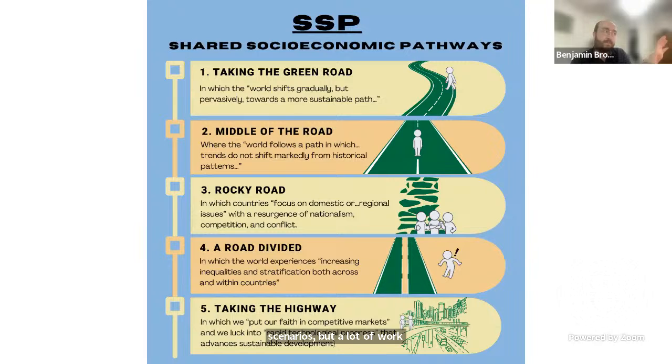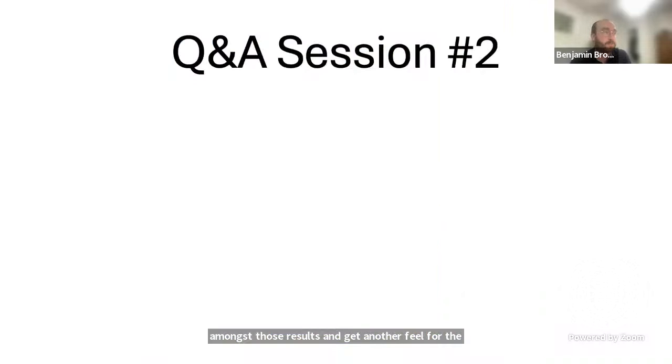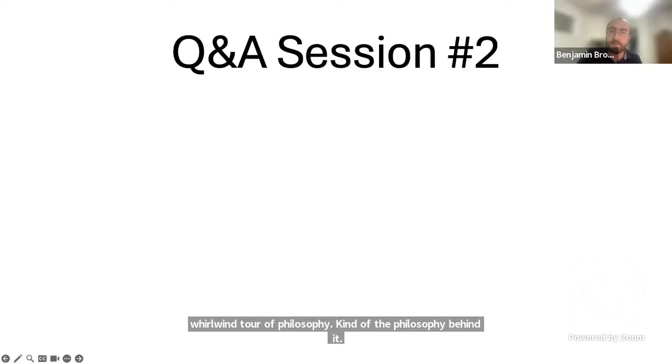This is done so that all of the climate models, all 30 to 50 of them we talked about earlier, can run the same scenario. Now we're comparing models of different structures with the same scenarios, and we can look at the differences amongst those results and get another feel for the uncertainty within our understanding of the climate. So that was the whirlwind tour of the philosophy behind it. I'll do one more round of questions, and then we'll jump into the interactive part.